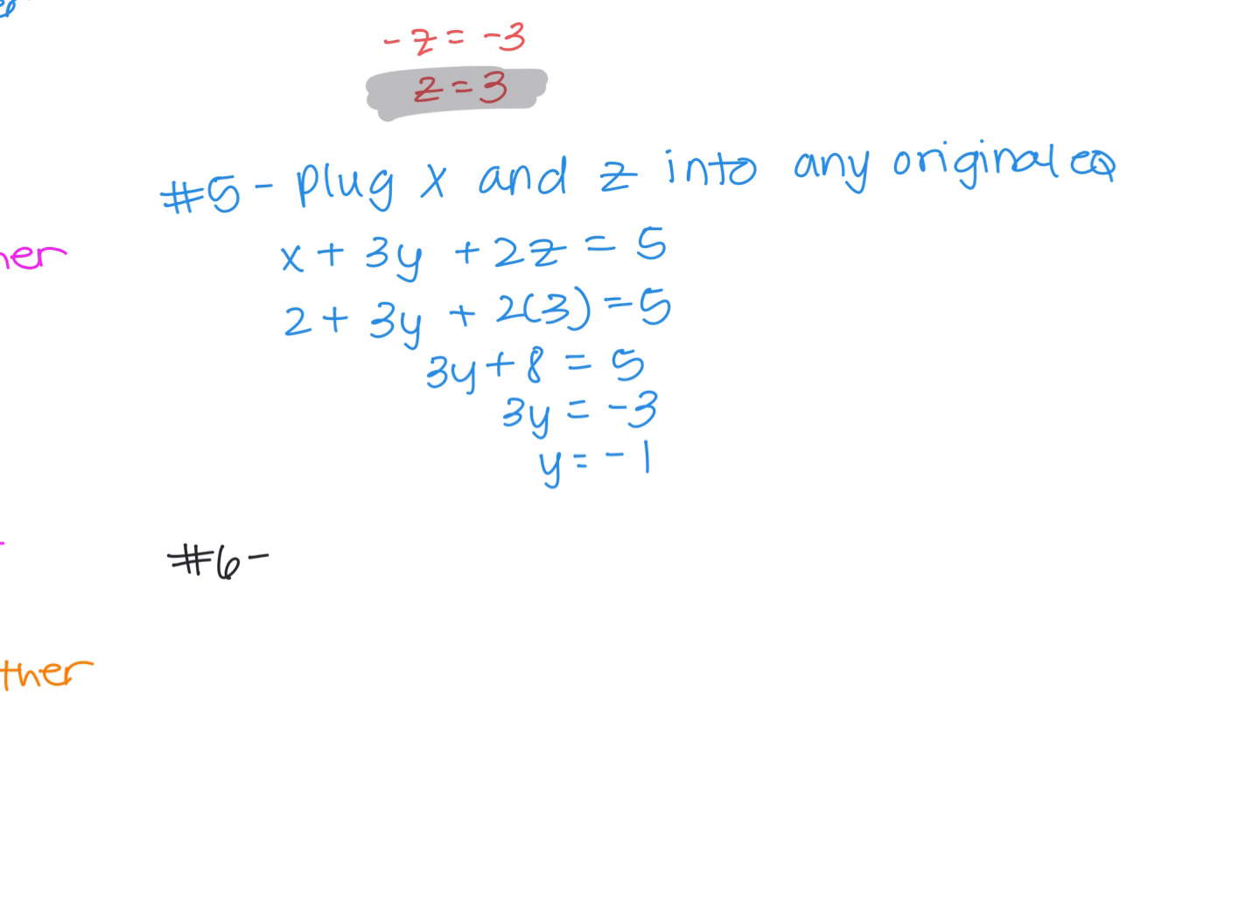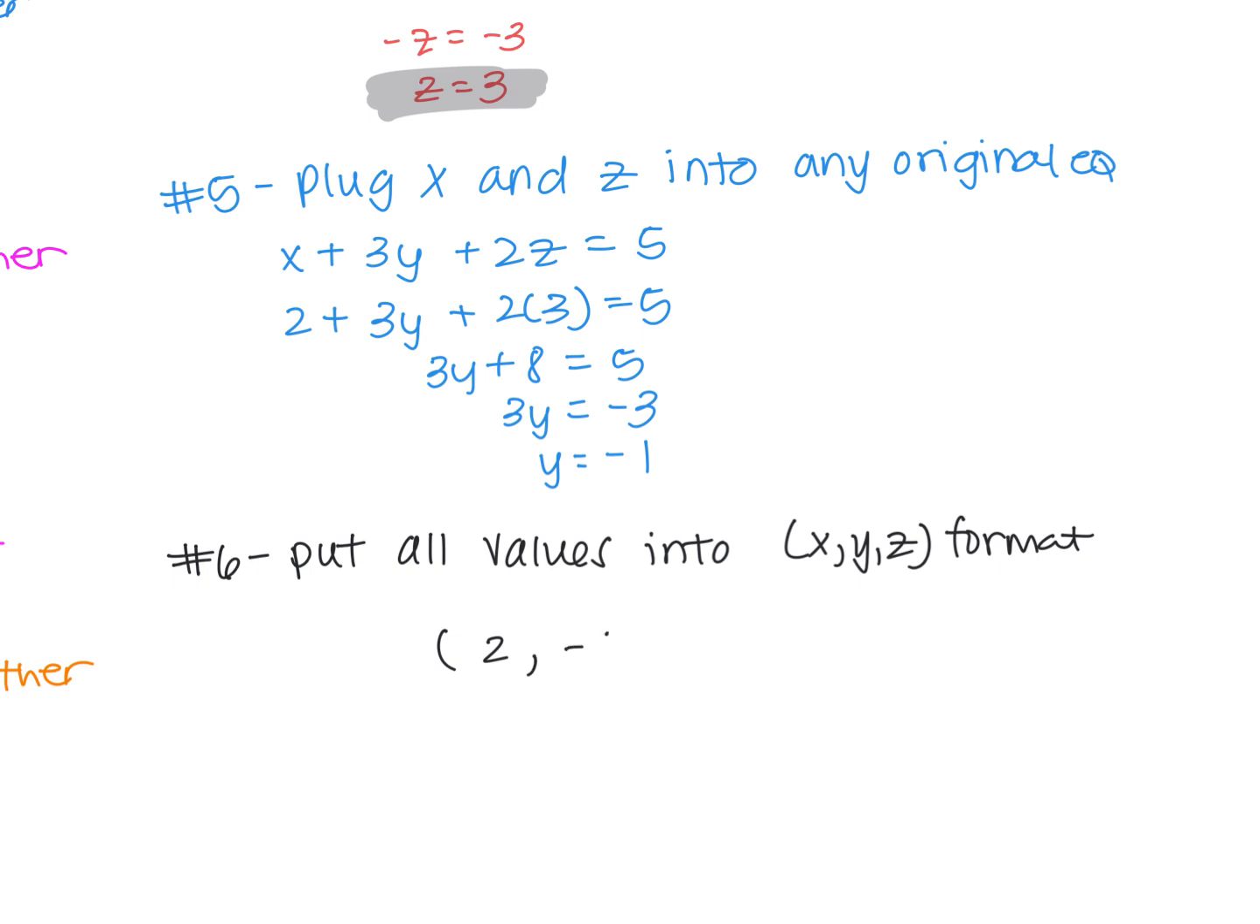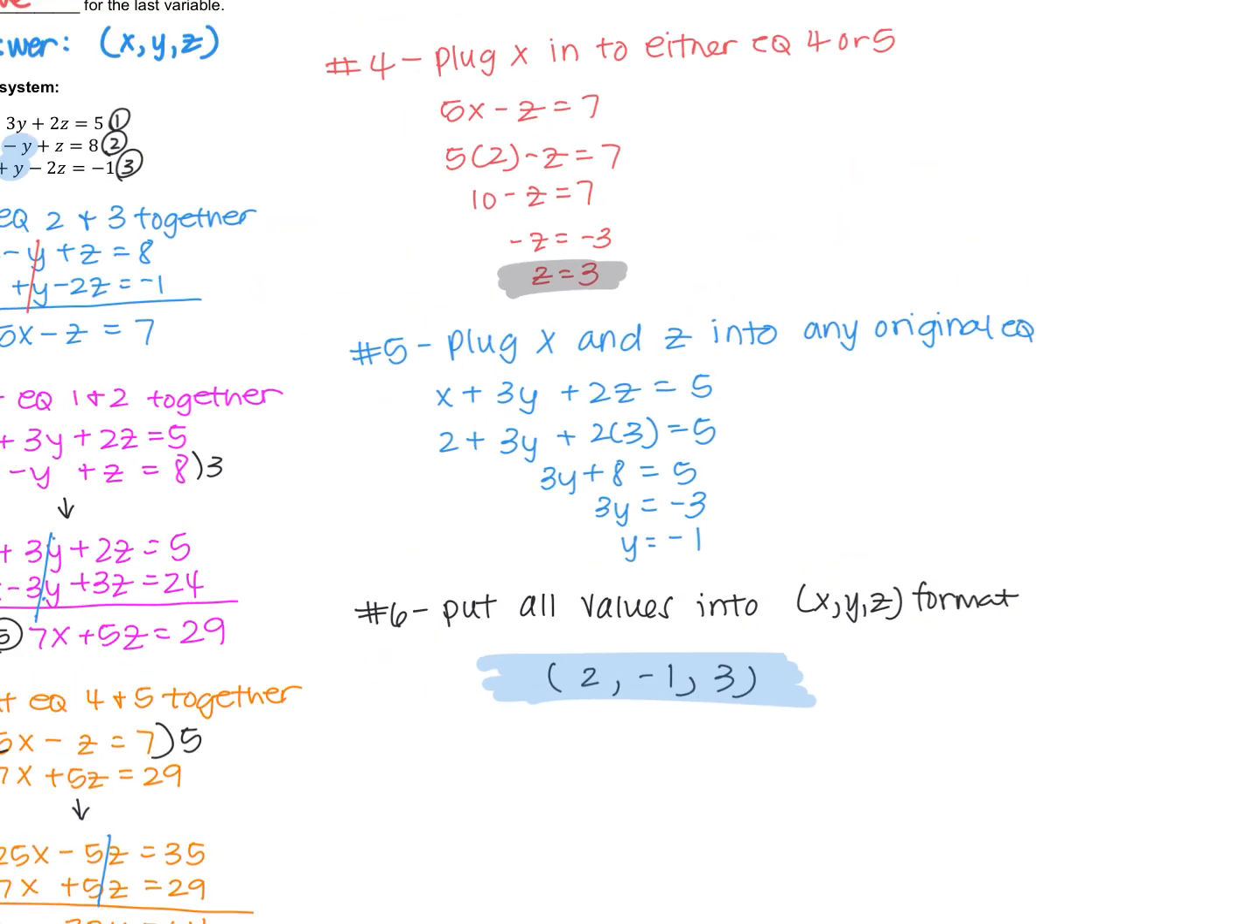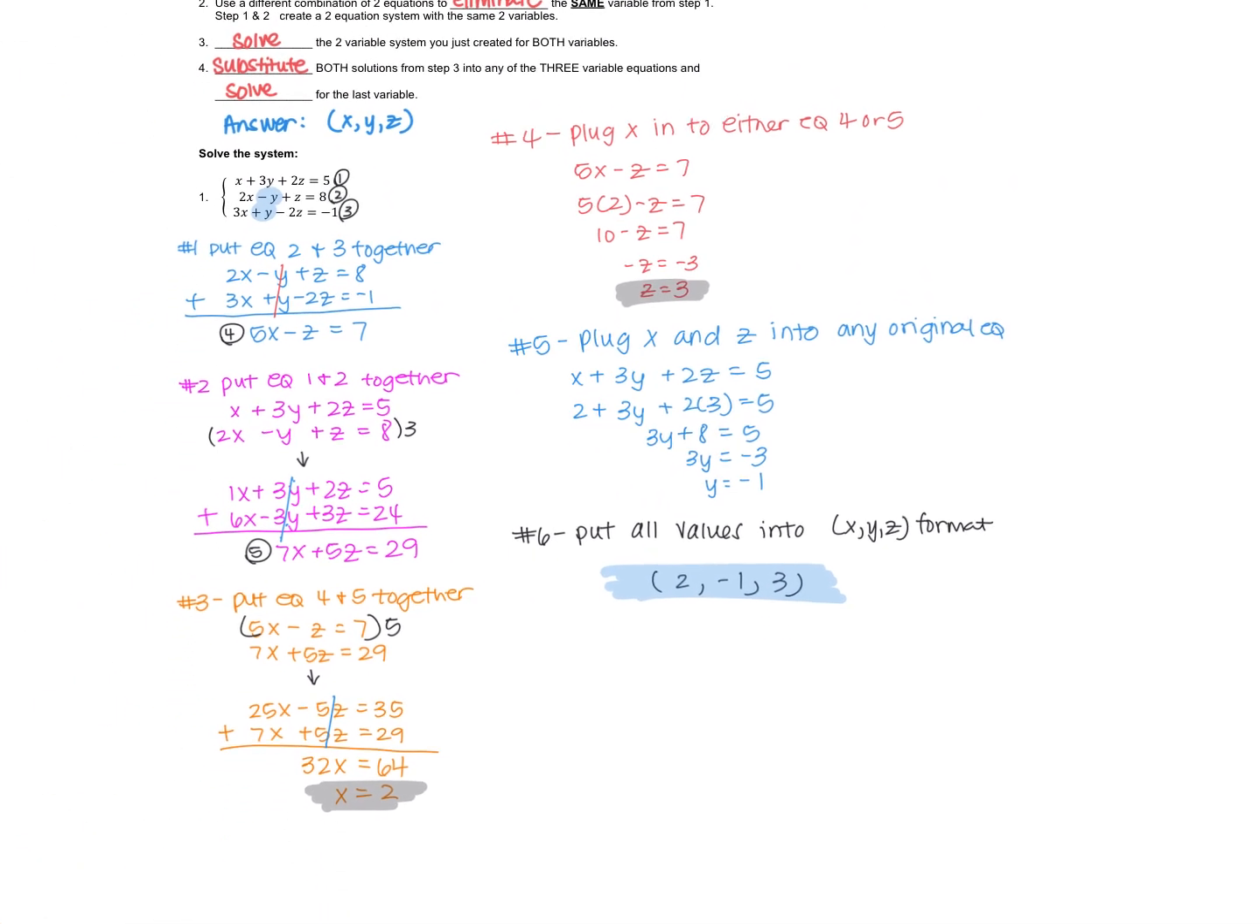Right. So we will then put all values into x, comma, y, comma, z format. So we have, what do we have? 2, comma, negative 1, comma, 3. Answer. And that is one question. Look at how beautiful it is.